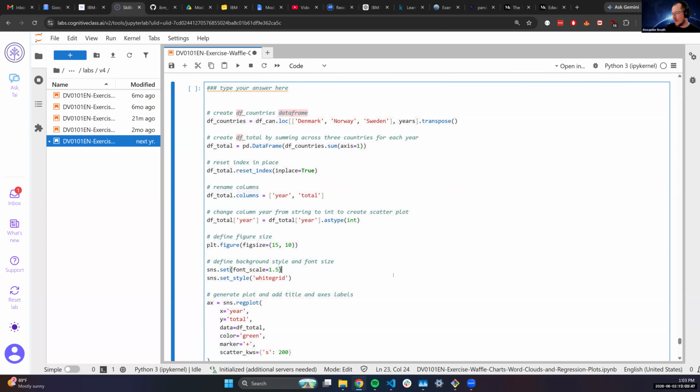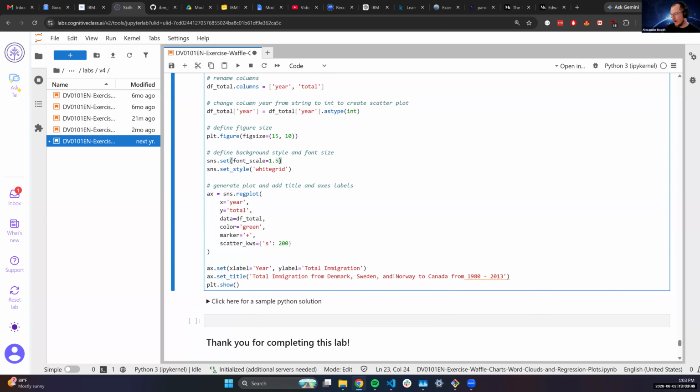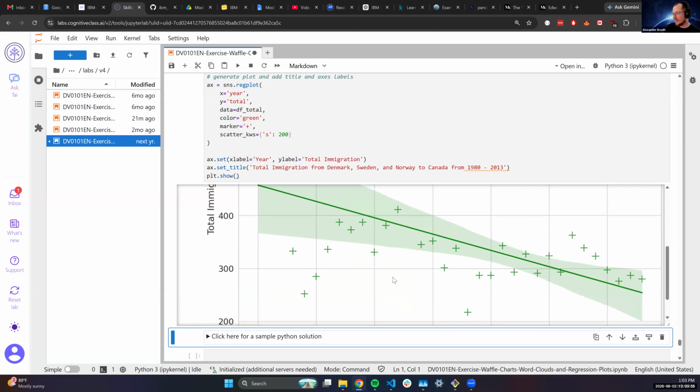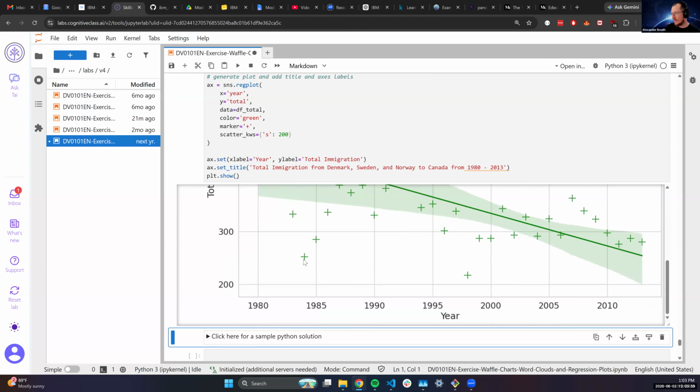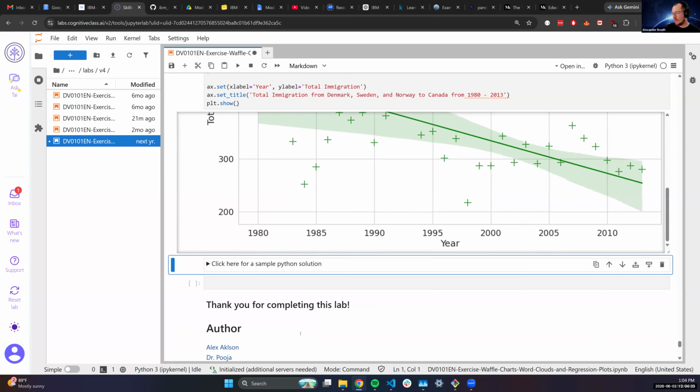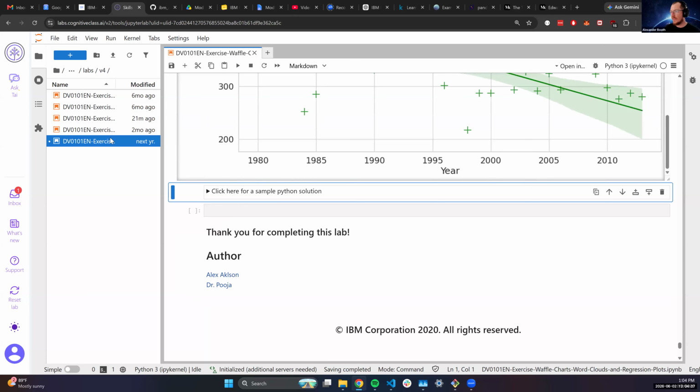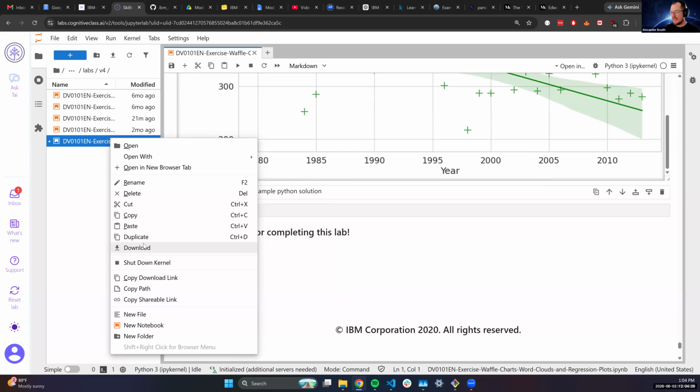Same idea here. We're going to draw a regression plot for Denmark, Sweden, and Norway. And there it is. So we can see that our pattern has gone down. There's been less immigration since the 80s for the 3 Nordic countries. Cool. Let's save this off and download it.